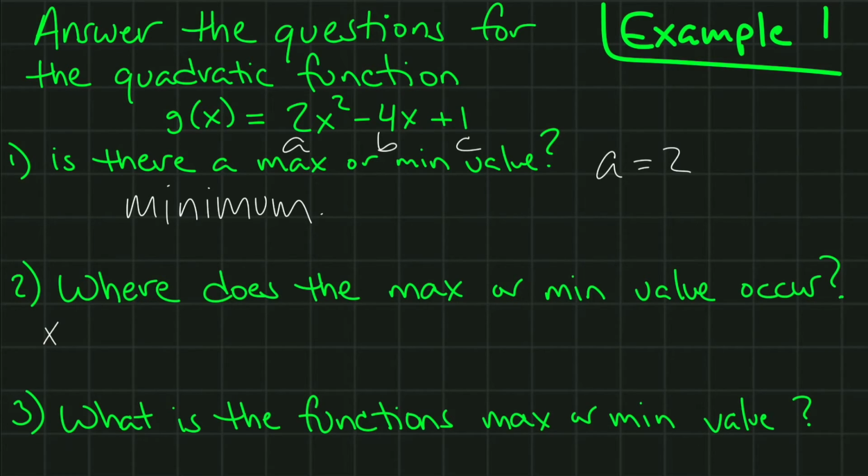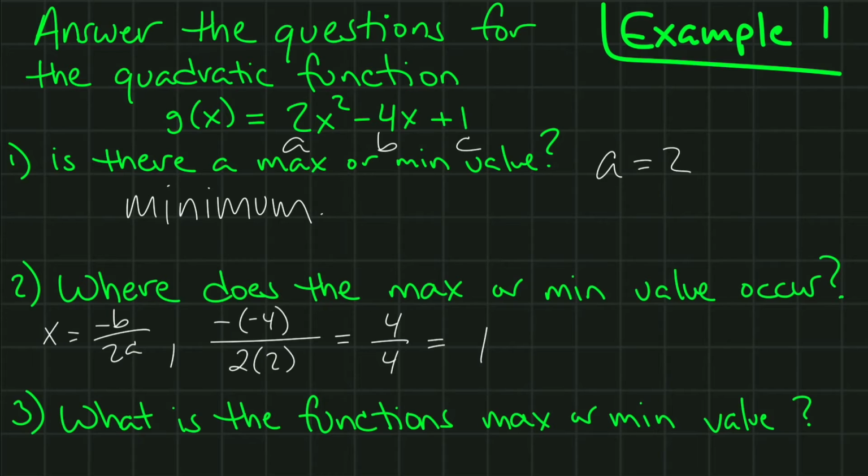So the x is going to be equal to negative b over 2a. So negative b is going to be negative of negative 4 divided by 2 times 2. Negative of negative 4 is going to be positive 4. 2 times 2 is equal to 4. And that gives us 4 divided by 4, which is equal to 1. So where does the maximum or minimum occur, which in this case is going to be a minimum? That's going to be at x is equal to 1.